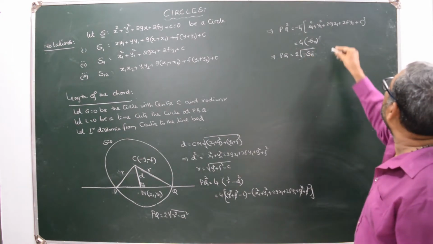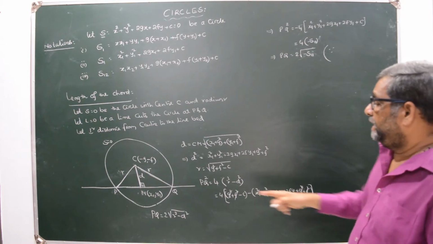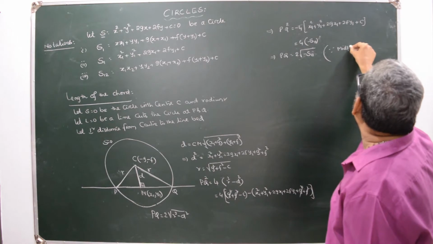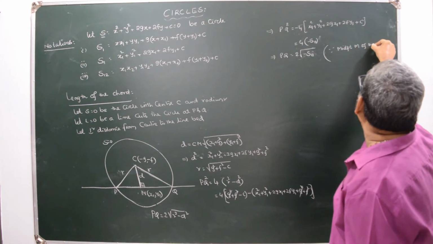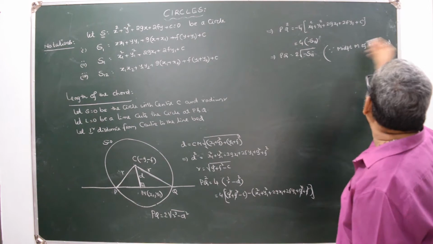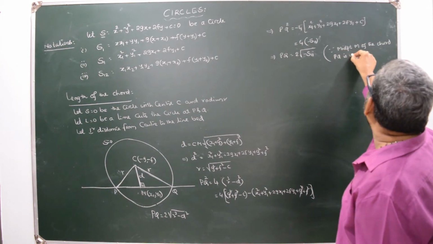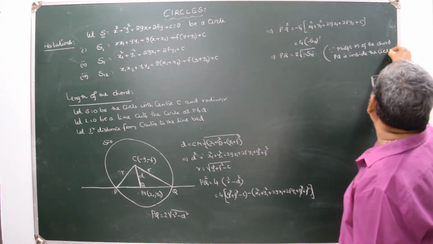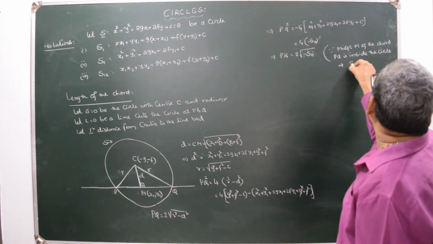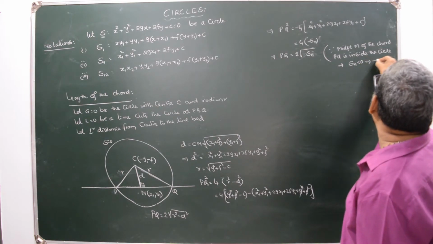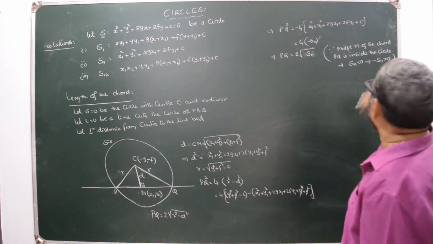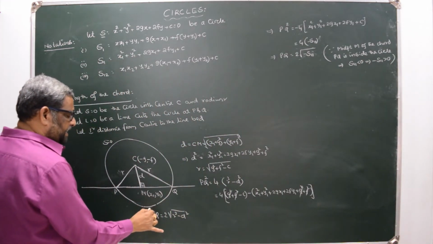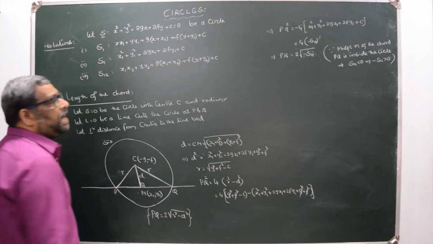But this is not negative, because the midpoint M of the chord PQ is inside the circle. Inside the circle implies S11 is negative, implies minus S11 is positive. So, if the line is given, as in the previous case, we can calculate PQ equal to 2 into root of R square minus D square.